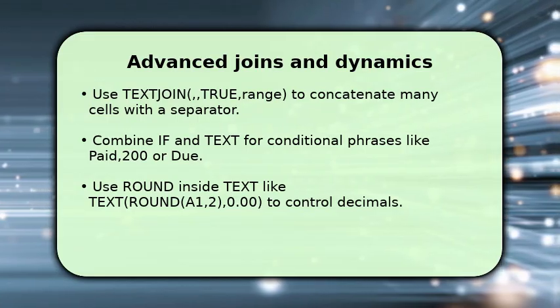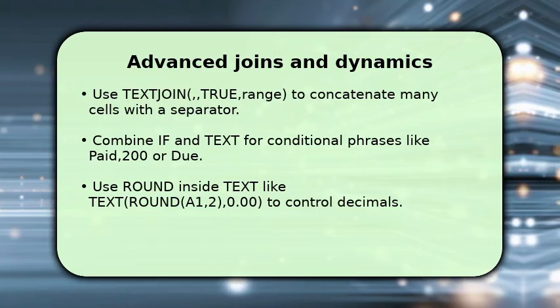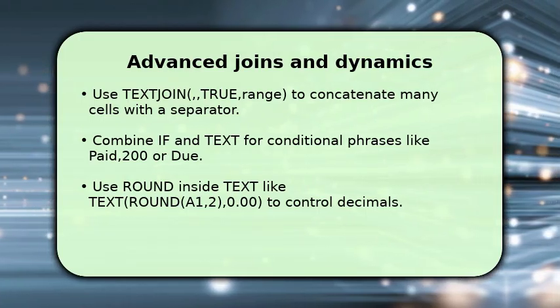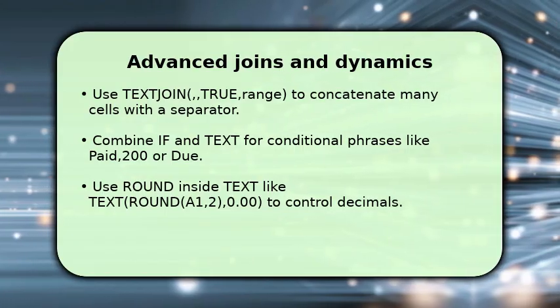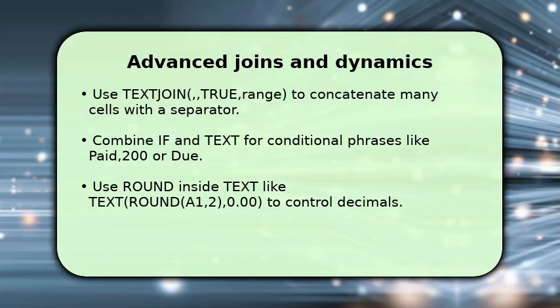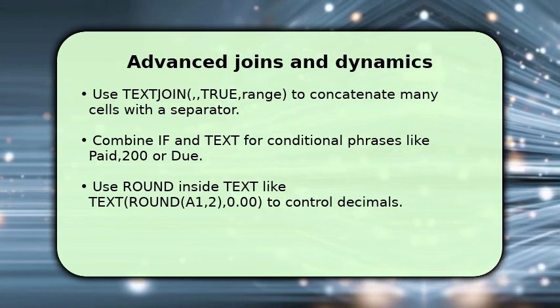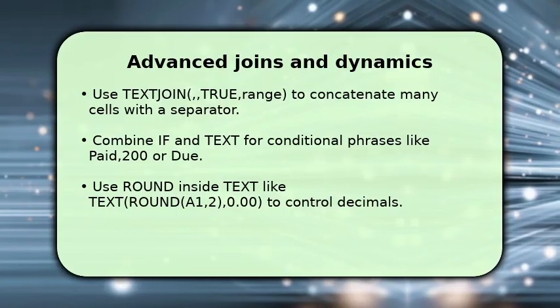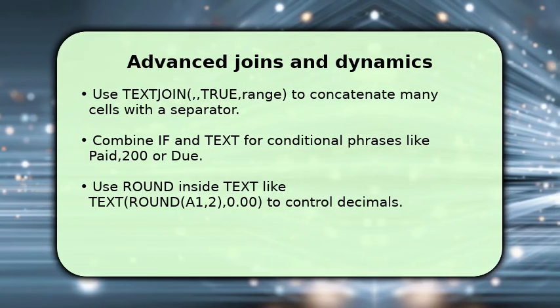Combine IF with TEXT to produce conditional phrases like IF(A10>0, "Paid " & TEXT(A10, "#,##0.00"), ""). Use ROUND inside TEXT when you must control rounding before display, for example TEXT(ROUND(B1, 2), "0.00"). Use VALUE to convert back when calculations must follow concatenation, and test locale formatting when sharing workbooks.